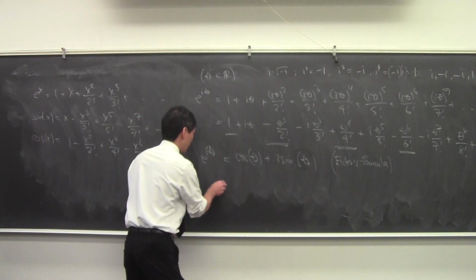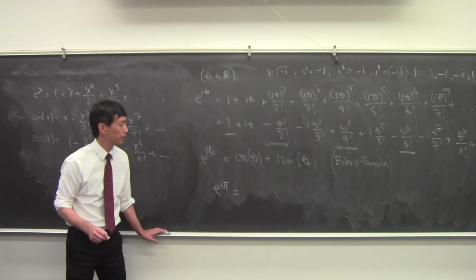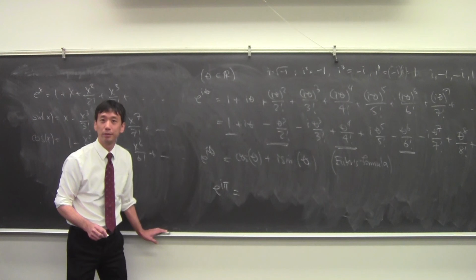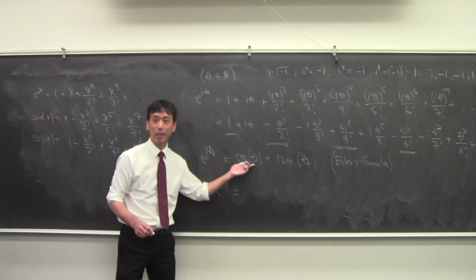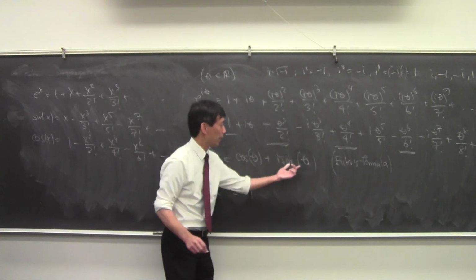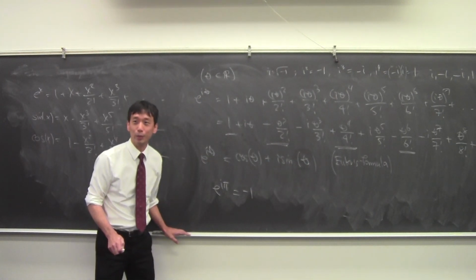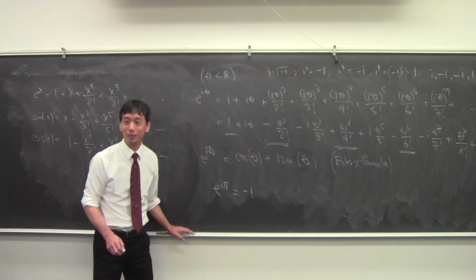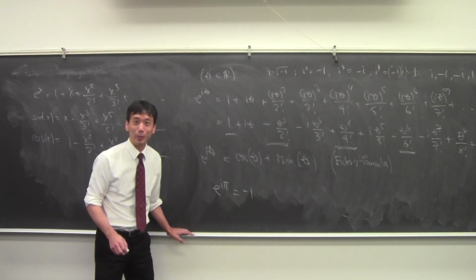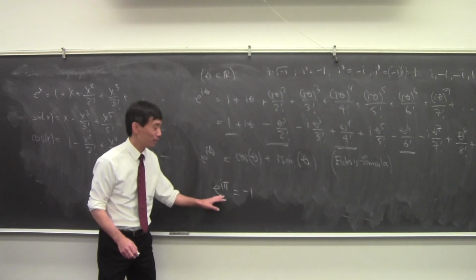What is e to the i pi then? What's cosine of pi? Negative 1. What's the sine of pi? 0. So e to the i pi equals negative 1. Kind of a bizarre conglomeration of famous numbers.